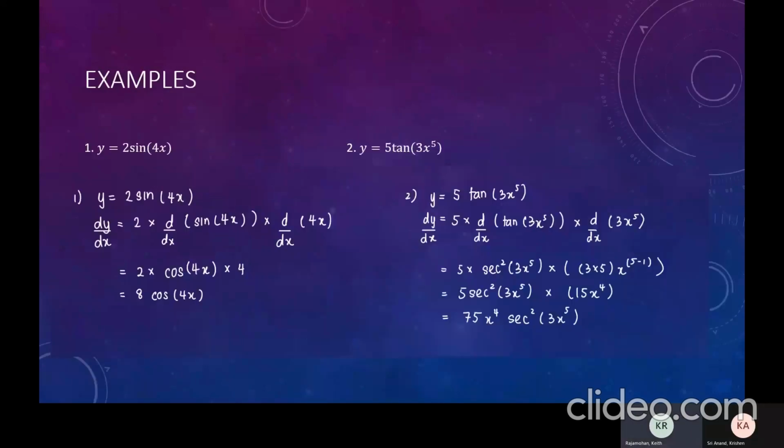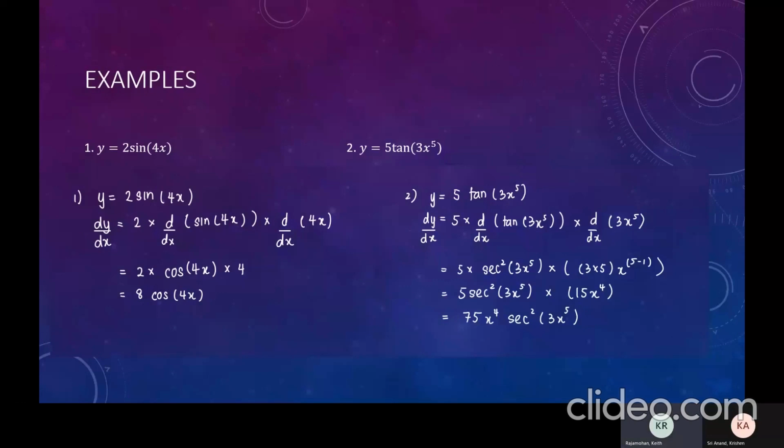Now we'll proceed to the two examples here. So to start, we have y equals 2 sin 4x. So we're just going to follow the formulas we used in the previous slide. So dy/dx is 2 times the differentiation of the sin 4x function times the differentiation of 4x itself, which gives you 2 times cos 4x times 4, giving you a final answer of 8 cos 4x.